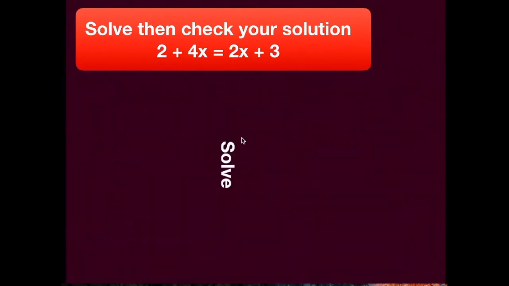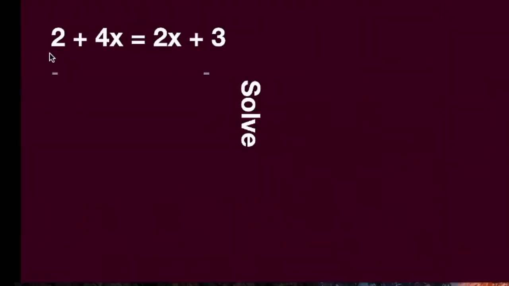We start by solving the equation. This is the original equation. So as you can see, we have 2 plus 4x here. So we can eliminate this 2 by subtracting it. So it's minus 2 from both sides. And then we do the operation. 2 minus 2 equals 0, so they cancel. And 3 minus 2 equals 1. So we get this equation: 4x equals 2x plus 1.